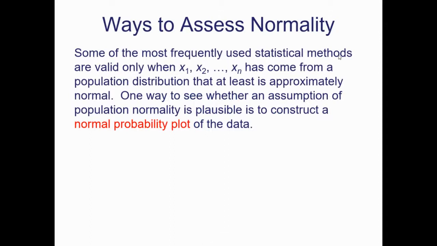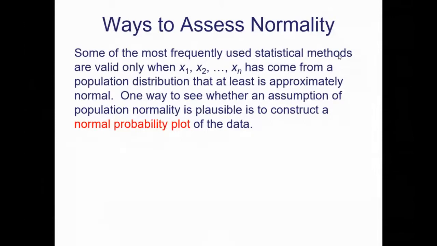So we're going to look at how to assess normality if given some data. Some of the most frequently used statistical methods are only valid if our x's come from a population that's approximately normal. What we're about to get into after we take our next test is only going to be valid if we assume normality. If we don't, I can't do it, sorry. So we need to look at a way to figure out, is our data normal? Can we do this? That's what we're going to do.